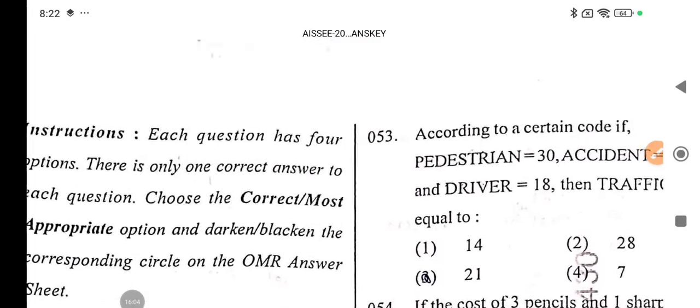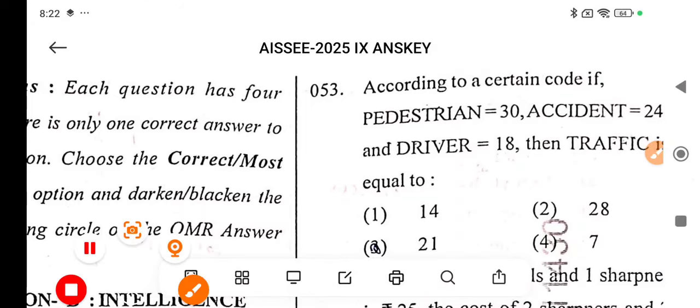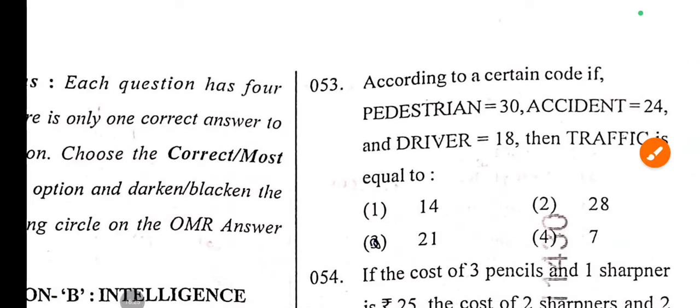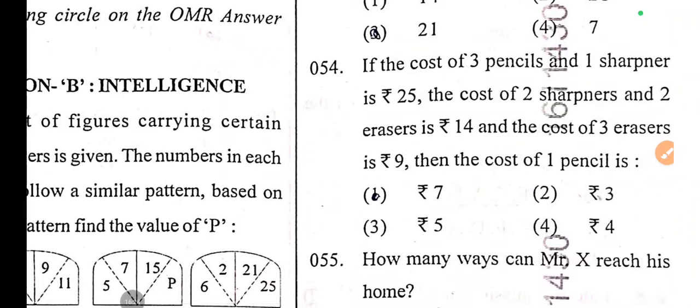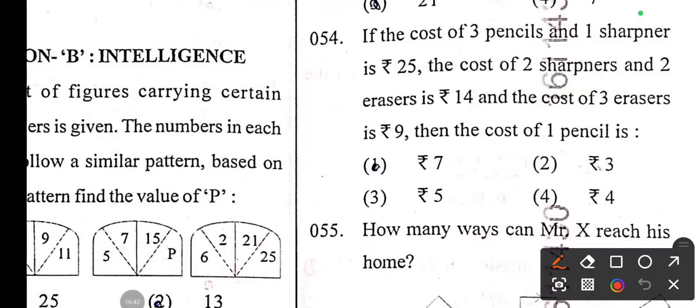Question number 53. According to certain code, if pedestrian is equal to 30, accident equal to 24 and driver equal to 18, then traffic is equal to. Answer option 3, 21. Question number 54. If the cost of 3 pencils and 1 sharpener is rupees 25, the cost of 2 sharpeners and 2 erasers is rupees 14 and the cost of 3 erasers is rupees 9. Then the cost of 1 pencil is. Answer option 1, 7.